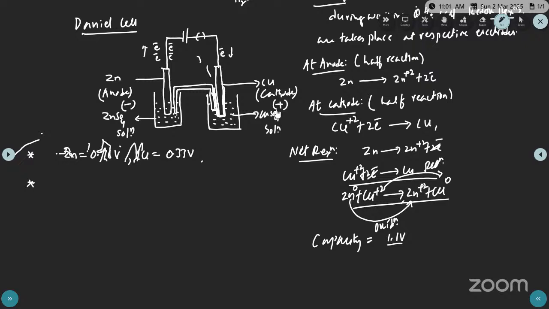Okay, so you have to remember the charges of the electrodes in the cell, in the electrochemical cell. What is the charge of anode here? Negative. Why is it negative?